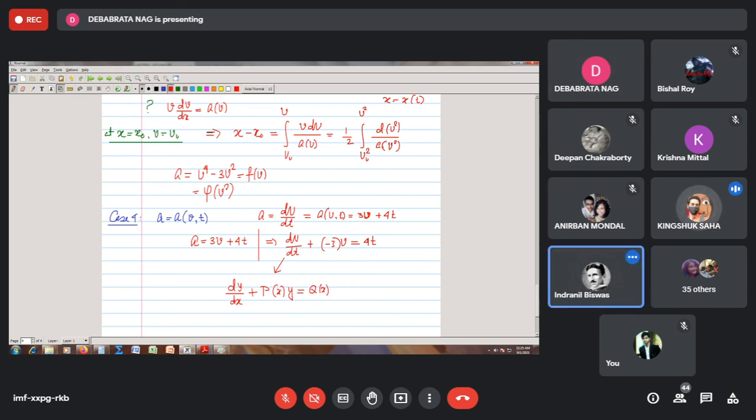I think I have written it in a wrong manner. Once again, it will be dV/dt, and the independent variable should be time, so it will be a time factor. If you see y in place of v, you just take this y, and here this v is there. So p of x is constant here, this is minus 3, and q is this, and this is your time. Correct? So it is there like that.